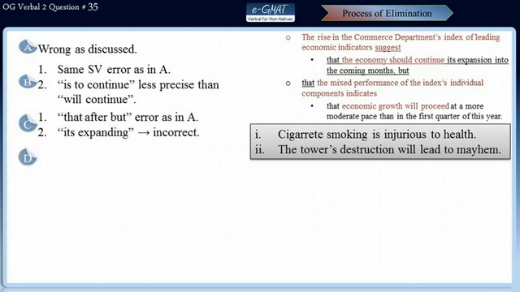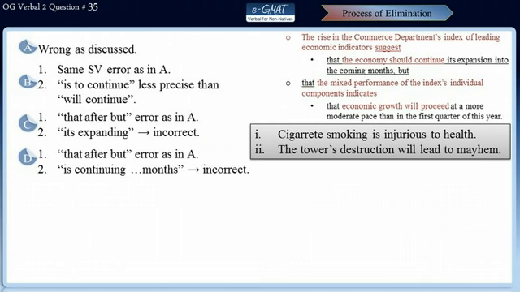Now we see that choice D repeats the same error of that after but as discussed in the error analysis. Also, the phrase is continuing to expand into coming months is absolutely incorrect. I mean, we are talking about an event that is going to happen in coming months, and it has been written in present continuous tense. So this entire phrase is completely ungrammatical. So these are the reasons why choice D is not correct.